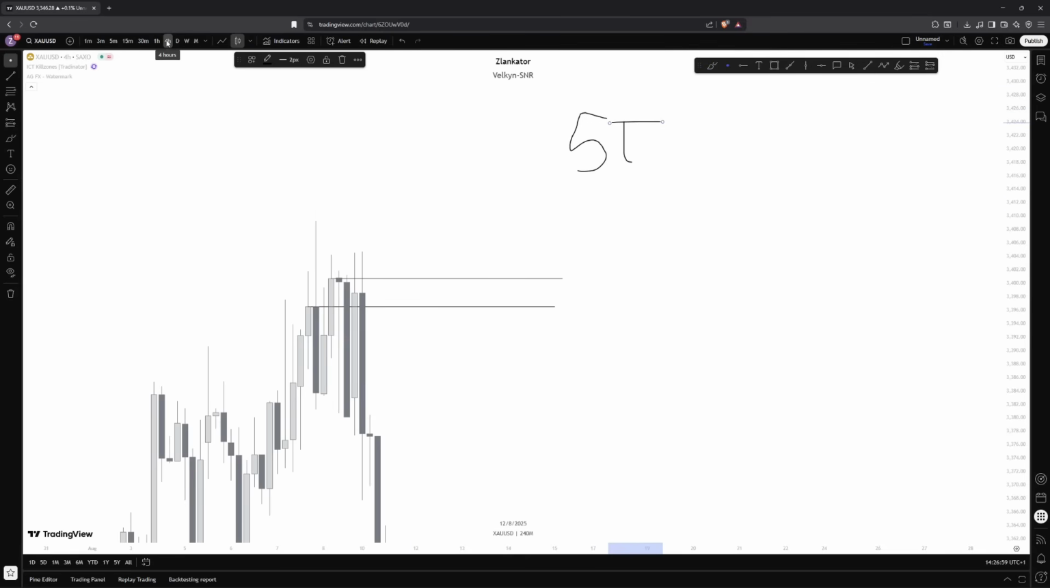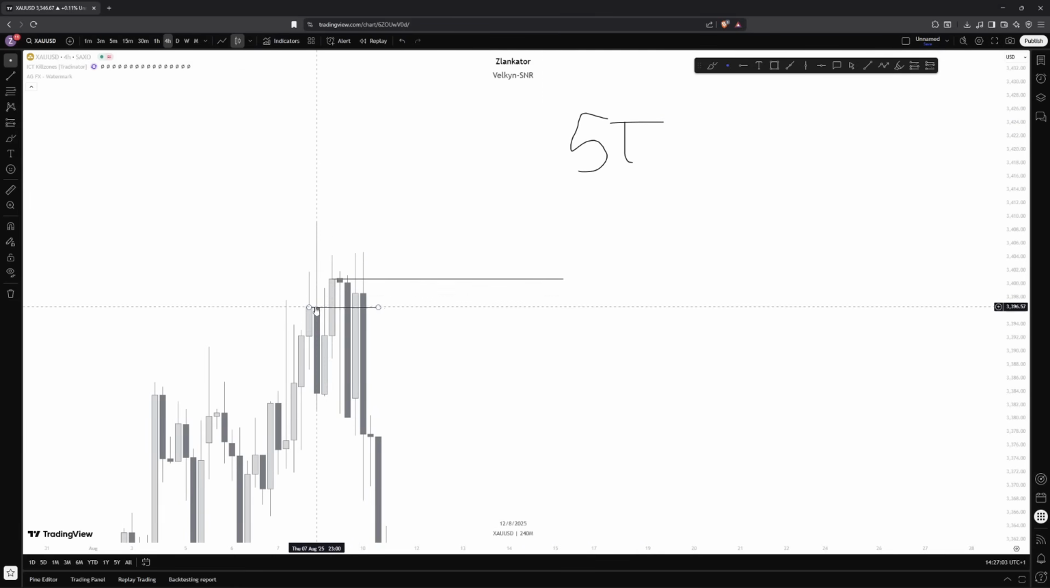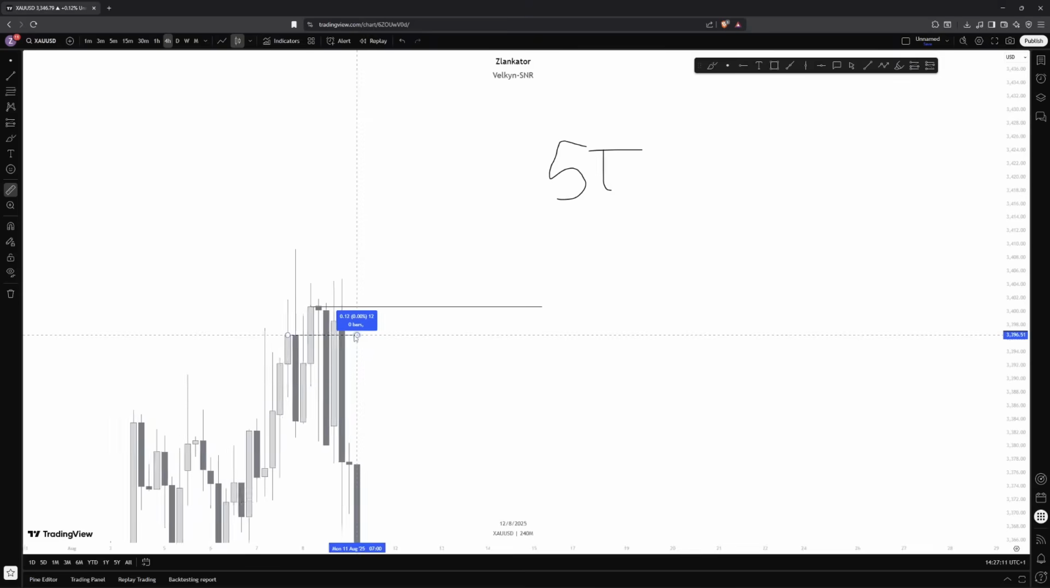Okay, now we are on the 4 hour. So 2 uses are enough for you to say that this key level is not valid anymore. Okay, so this is the first use, okay, and then this is the second use. All right, now this key level is not really that good to use for, I don't know, entries, whatever.